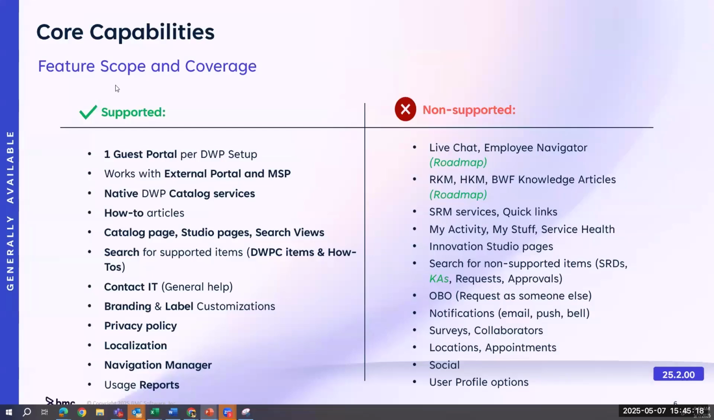So what are the core capabilities, what is supported versus what is not supported, and some roadmap items. I'm specifically talking about 25.2. This is all supported, this is non-supported, and then we'll talk about this color coding of what is going to be made available in the future.